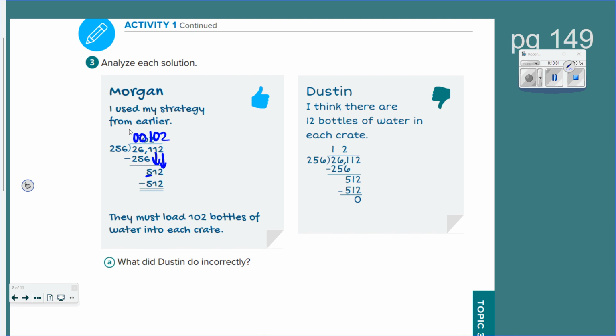Okay. Dustin said 12 bottles of water in each crate. What did Dustin do incorrectly? I want you guys to look at it as a table, talk about it. I'll give you 30 seconds. Come up with one. What did you guys come up with? What did Dustin do incorrectly?